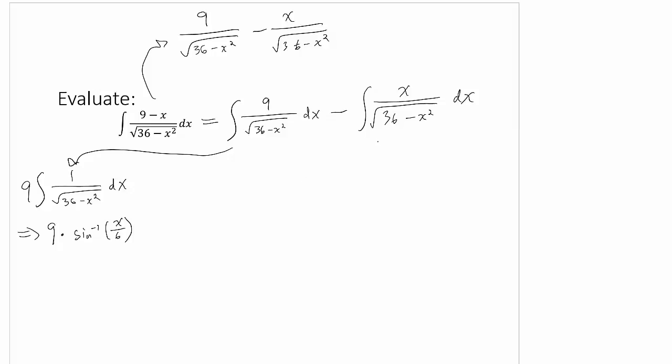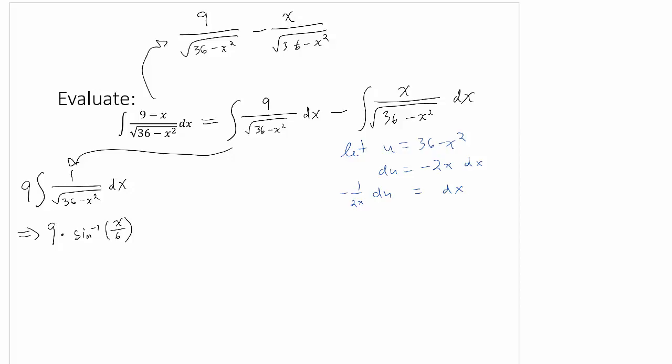Now the second integral here, notice that if I were to take the derivative of the inside, the derivative of 36 minus x squared, its derivative would be negative 2x. And see how I have that x in the numerator? That leads me to believe that I should use a substitution here. Let's let u equal 36 minus x squared. Then du is negative 2x dx, or dx is negative 1 over 2x du.